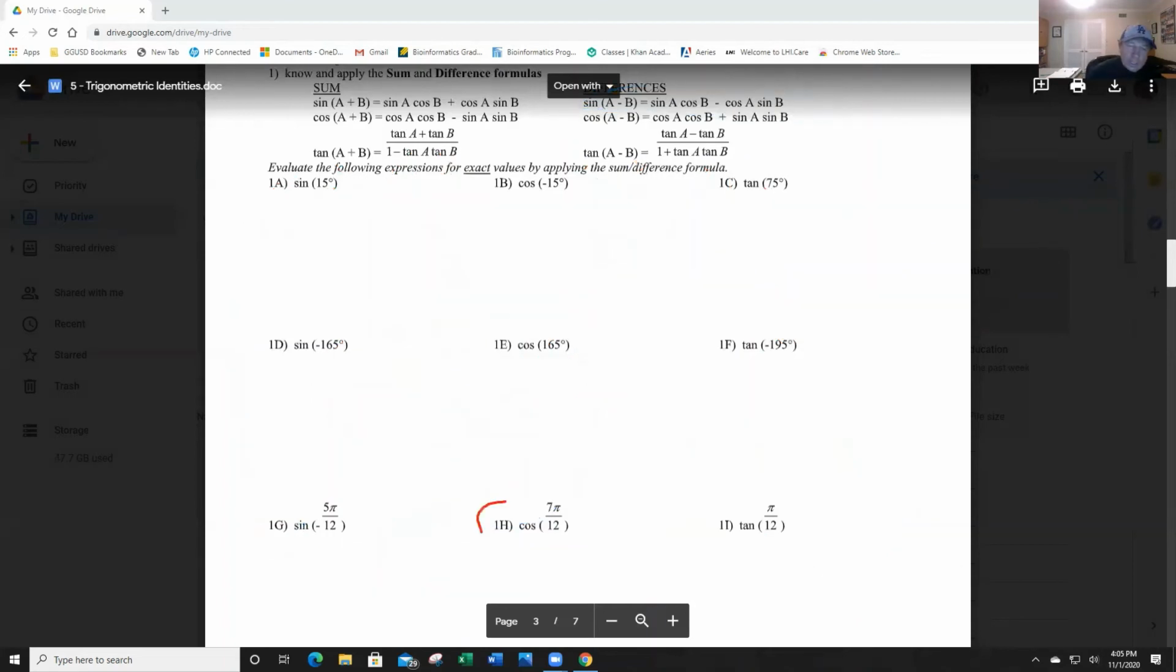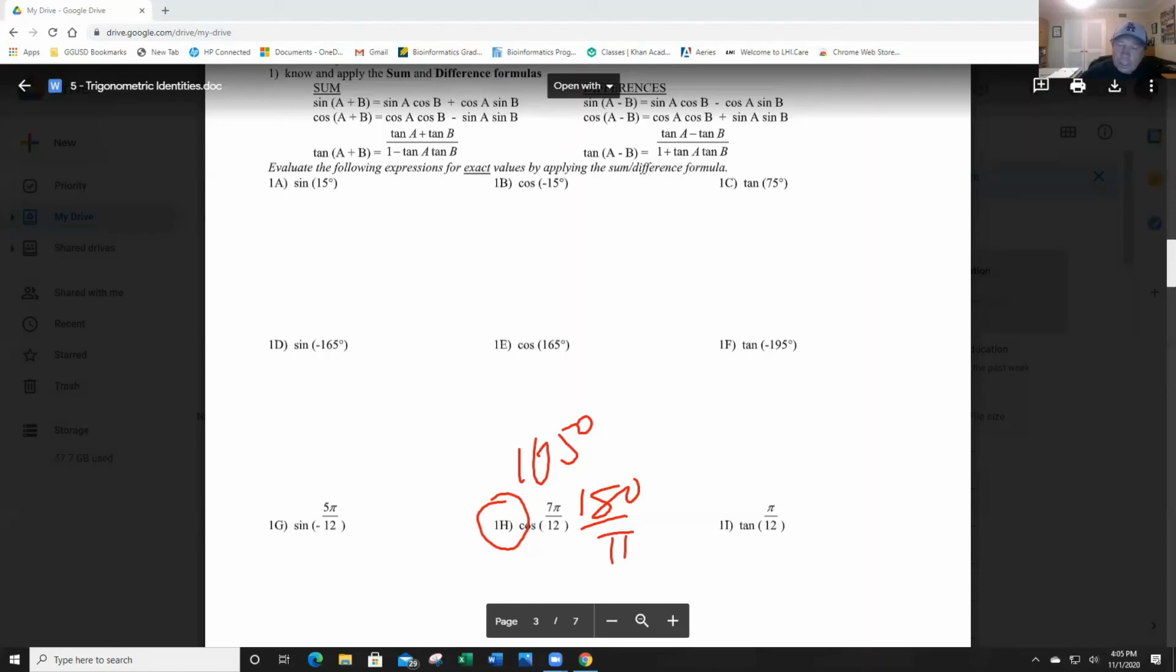1H coming next. 1H, 7 pi over 12, and if you multiply that by 180 over pi, you're going to get, let me do this real quick in my calculator. I did not do it ahead of time. So 180 divided by 12 times 7, that ends up being 105 degrees.